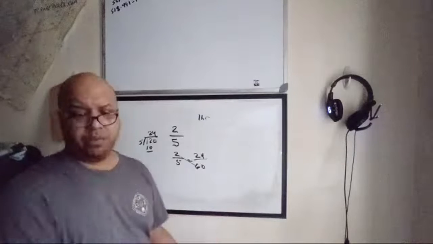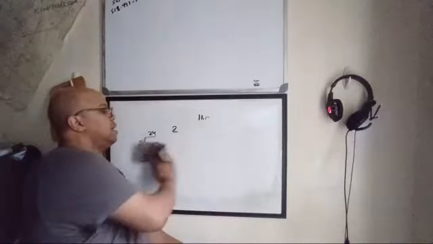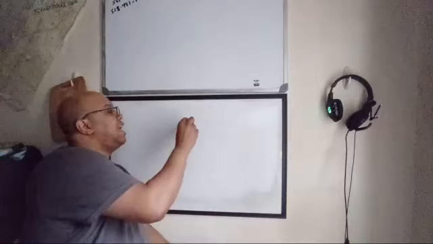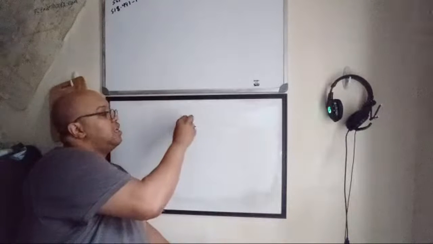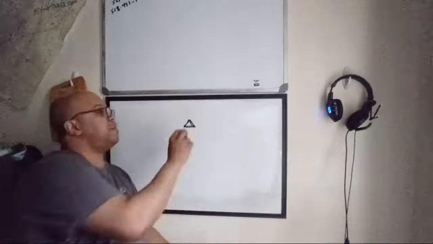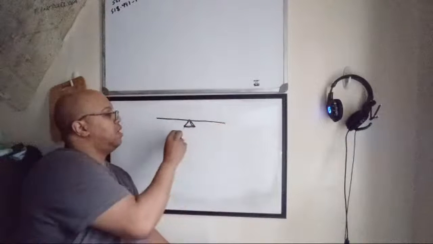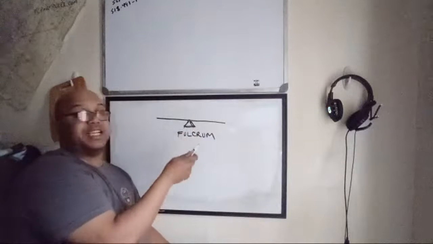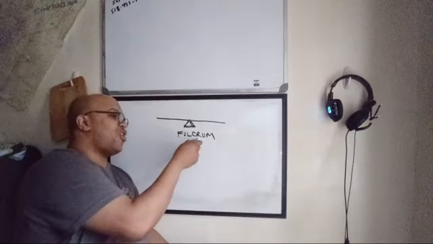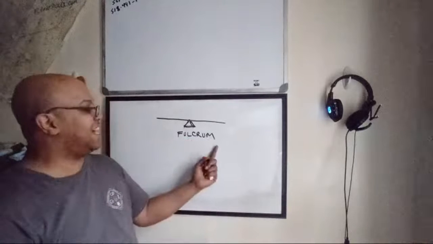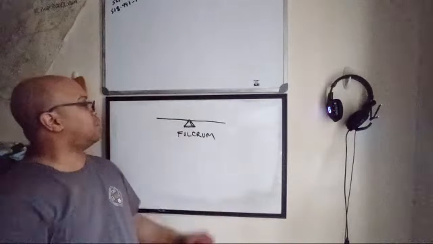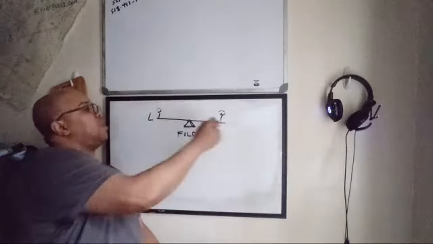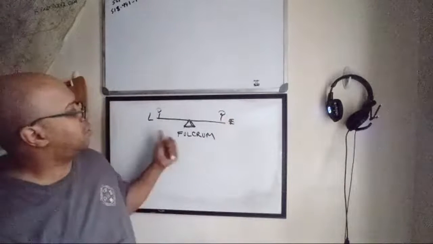All right. So the class 1 lever system is the seesaw. You probably didn't know because we all played on seesaws, but the middle of the seesaw is called a fulcrum. F-U-L-C-R-U-M. The fulcrum is in the middle, and you might have a kid over here and a kid over here. We label one side the load and the other side the effort.